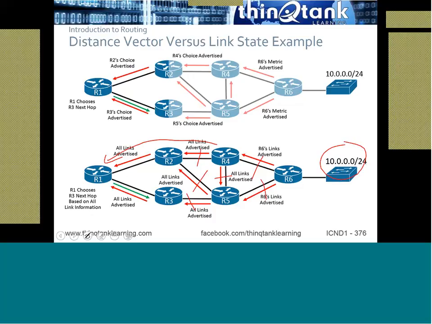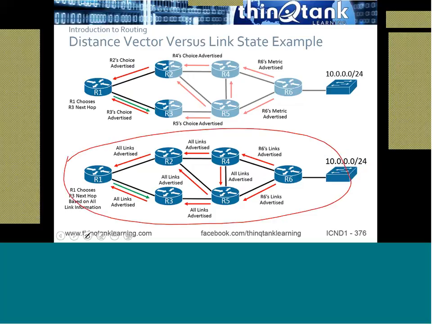Who they're connected to, what their metrics are, and so router 1, when it wants to make a decision on which way to route, it tests all of those paths. It looks at the values for every path, and it makes its routing decision based on knowledge of the entire topology. That's why people generally classify link state protocols as more understanding, or at least a little bit more knowledgeable.